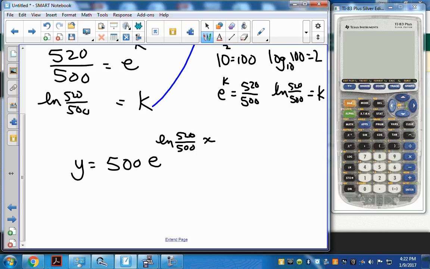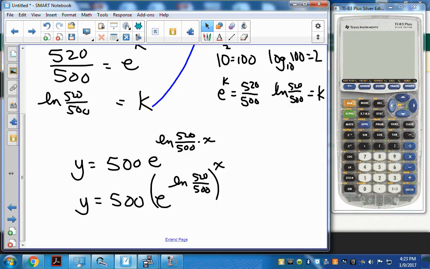And once again, we're going to note that there's some things we can do with this. Instead of multiplying the natural log of 520 divided by 500 times x, I'm going to write it this way: 500 e to the natural log of 520 over 500, and I'm going to raise that to the x power. And you go, geez, what happened? Well, nothing beyond algebra 2.